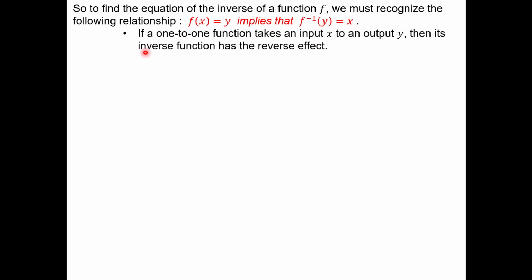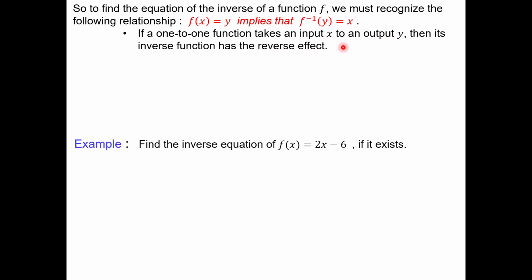Okay, so I know it's a lot of math notation, but the concept is really straightforward if you just remember that things are switching. We used to plug in x and we would get out y. So the inverse, we plug in y and we get out x. If a 1-to-1 function takes an input x to an output y, then its inverse function has the reverse effect. So example, find the inverse of the function f of x equals 2x minus 6 if it exists.